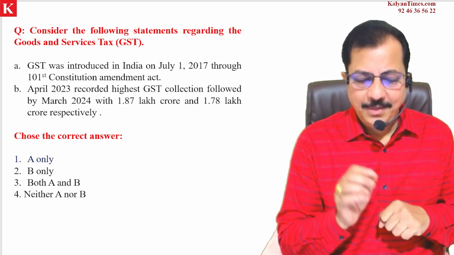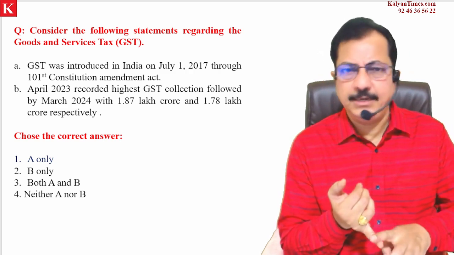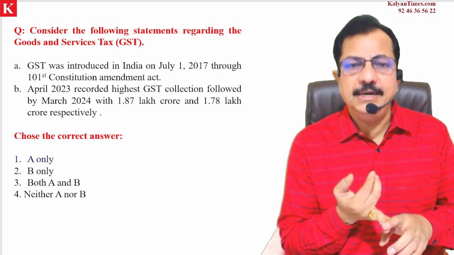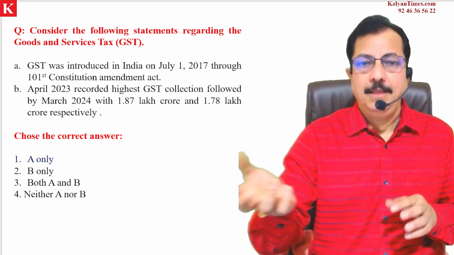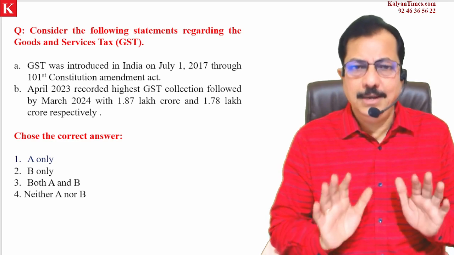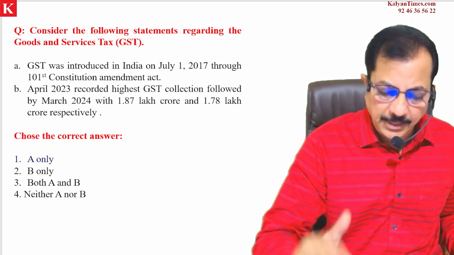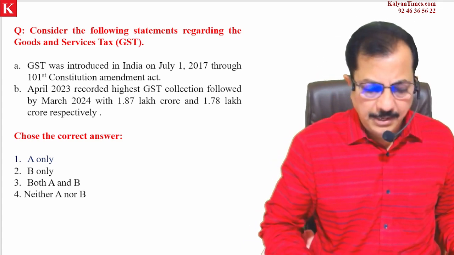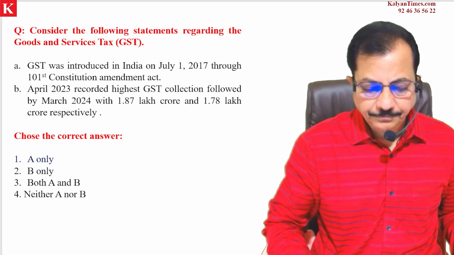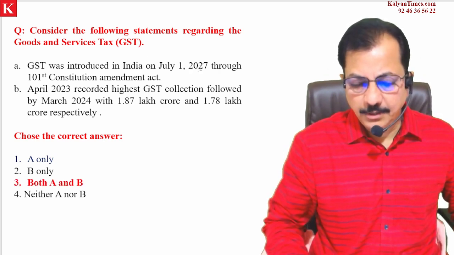So, as of now, statement A is correct. Of course, it's a fact. It will not change. And when it comes to statement B, it may change in future. But as of now, till April 2024, this particular statement is also correct. So my answer should be both A and B are correct, and the answer should be option 3. Clear?